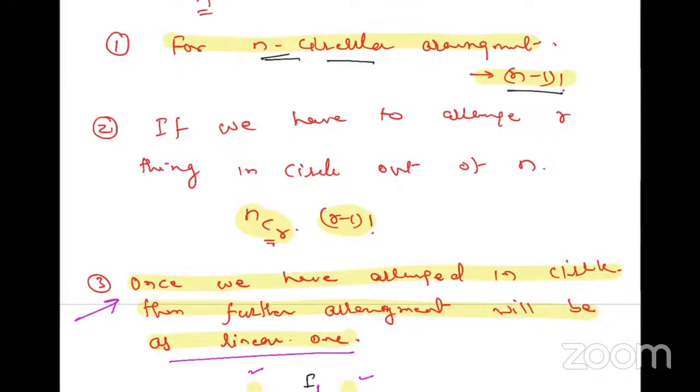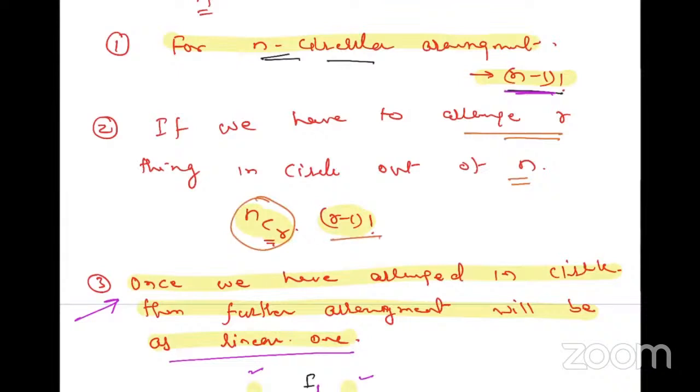So the first case is when we have to arrange a few things, like 5, 6, 7 or anything. In the circular arrangement, it will go by n minus 1 factorial, right? The second thing: we have to arrange r things out of n. So first we have to select r out of n, then this will be r minus 1 factorial.